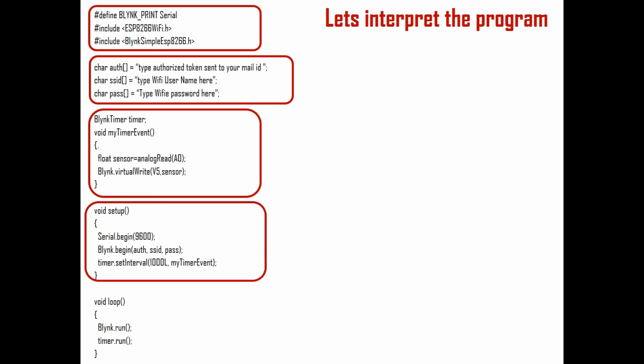Next, inside the void setup function, it's the code that we need to run one time alone, where we initiate and begin the connection. Inside the void loop function, it's the code that we need to run again and again continuously, where we run Blink and the Blink timer function. Note that the Blink timer function is where we read the sensor and write it to virtual pin V5. So it will be doing that continuously.